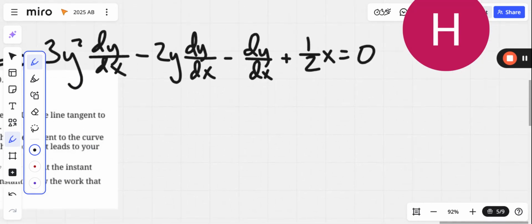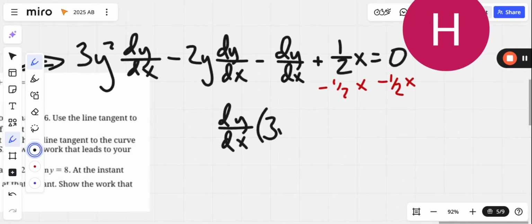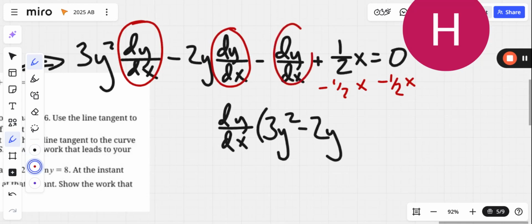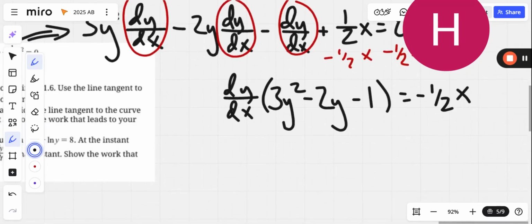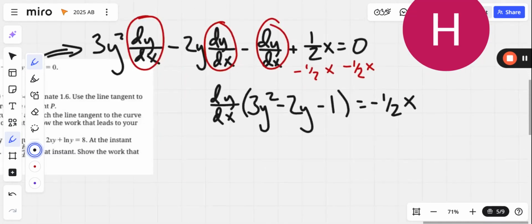Now if we want to get dy dx by itself, we're going to move the 1/2 x so that we have only dy dx containing terms on the right side. And we can factor the dy dx out, leaving us with 3y squared from the first guy. You see that? Just basically stole this from it. Minus 2y, again, stealing the dy dx, minus a 1 equals negative 1/2 x. And then I guess we're just going to divide this term off.